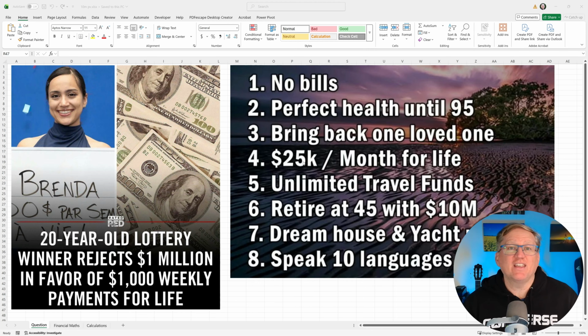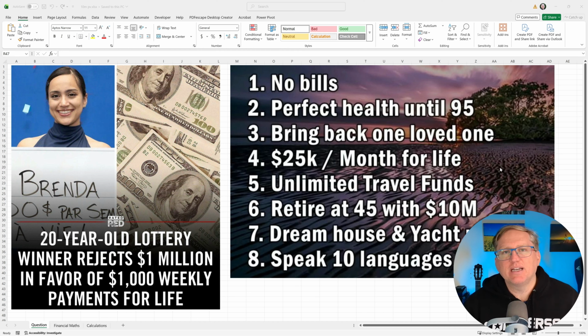4, $25,000 a month for life, versus number 6, retire at 45 with $10 million, because I saw someone post it on LinkedIn, which was a bit of an odd place to post this kind of thing. But what was quite disturbing was how bad people were at doing the financial maths on those two. A lot of those other ones, pretty subjective, but those two, there's some clear-cut maths.